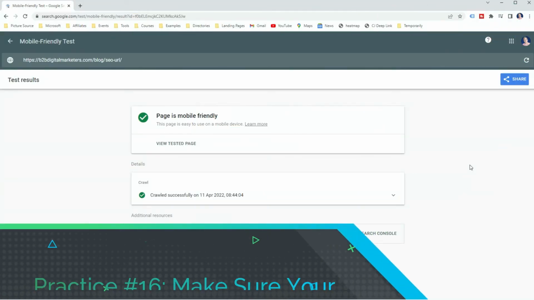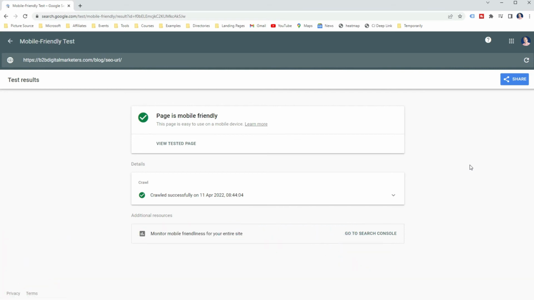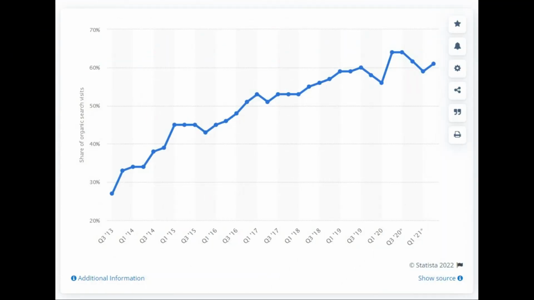The next important technical SEO practice for blogging for business is to ensure your blog posts are mobile friendly. Since 2017, mobile searches and traffic was higher than from the desktop.